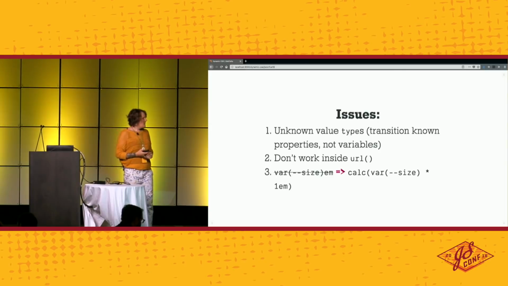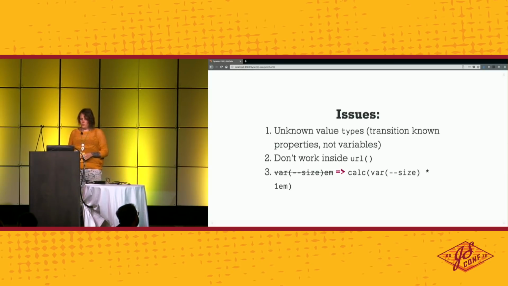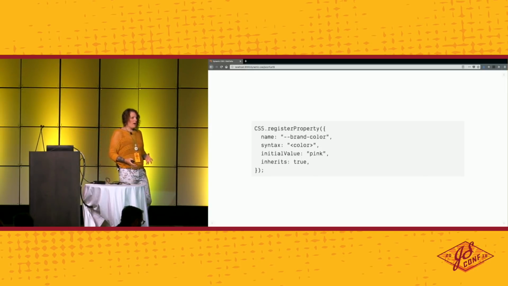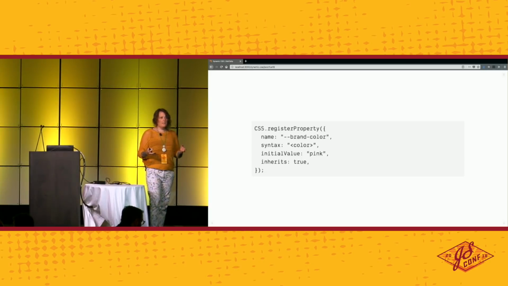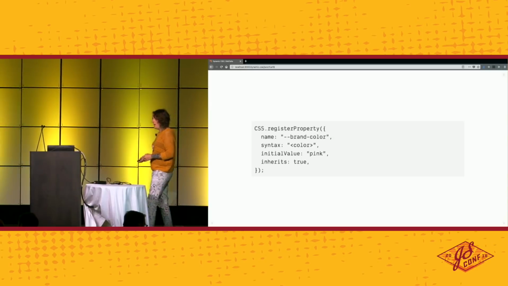And then another thing you'll notice, var size m, I can't concatenate things like that. So I have to use instead calc var size times 1m. The browser can do that math, adding an m unit that way, but it can't do string concatenation. So that's unfortunate. Hopefully we'll get that eventually. Part of what we're going to get from Houdini is this ability to register properties and define their syntax, define their type, and that will start to allow the browser to do some of these things that we can't yet do.